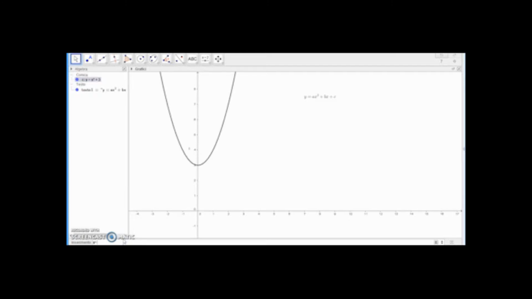So if the value of a is positive, the parabola will be a U-shaped parabola. So in this case it's y equals x squared plus 3, and we can say that it's U-shaped. But in another case, if the value of a is negative, the parabola will be an N-shaped parabola. So it's y equals minus x squared plus 4, and we can say that it's N-shaped.